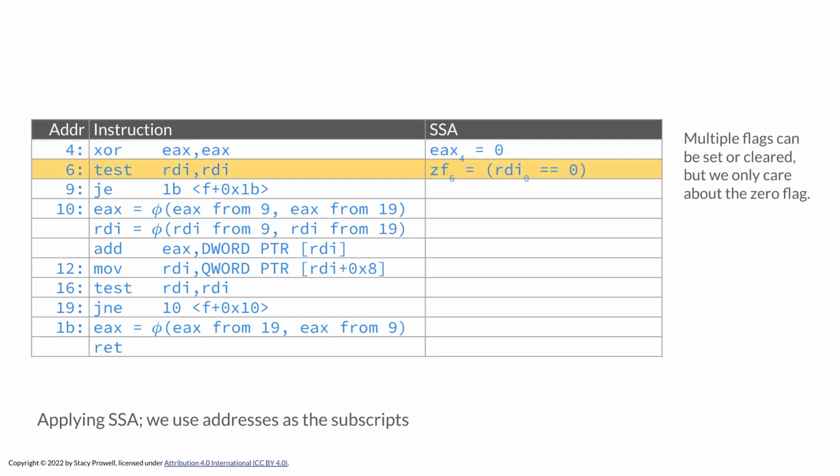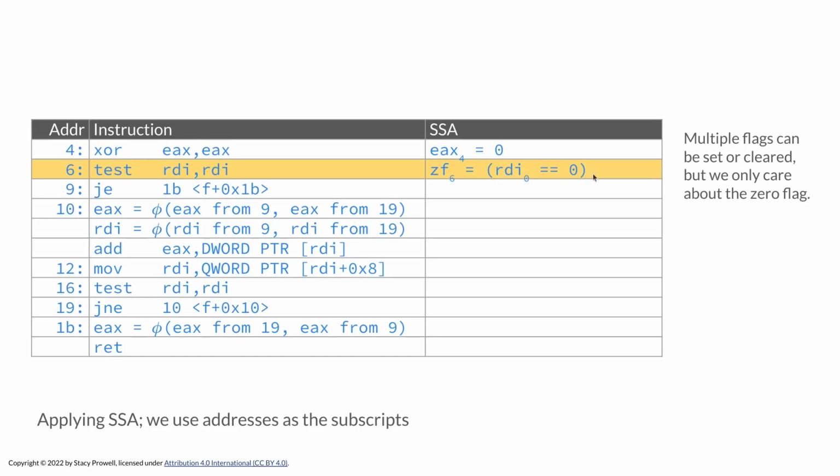We can walk forward, and here we do a test. We test RDI against itself. So what RDI? Well, RDI sub 0 that came into the program. And why are we doing this? Well, we're doing this because it sets flags, and we could keep track of all the flags, but really we happen to know we only care about one, and that's the 0 flag. So we would say 0 flag sub 6, because it's address 6, is equal to RDI sub 0 equal to 0.